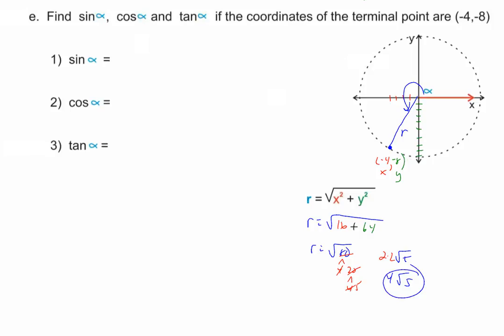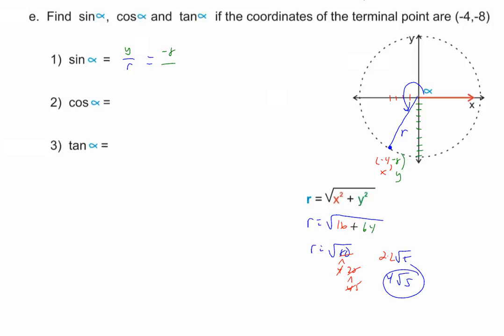So again, when I do the sine, I'm going to think sine is y over r. Okay, here you go. What's the value of y? It is -8.